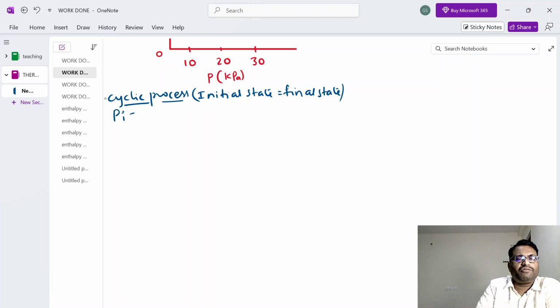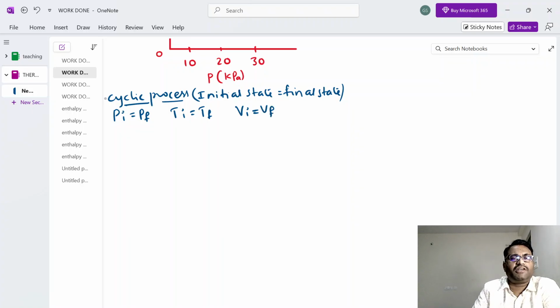So initial pressure is equal to final pressure, initial temperature is equal to final temperature, initial volume is equal to final volume. In a cyclic process, the properties which define the state of the system, initial properties, are equal to final properties, right? So pressure, volume, temperature, number of moles define the state of the system. Those properties, initial properties, will be equal to final properties.